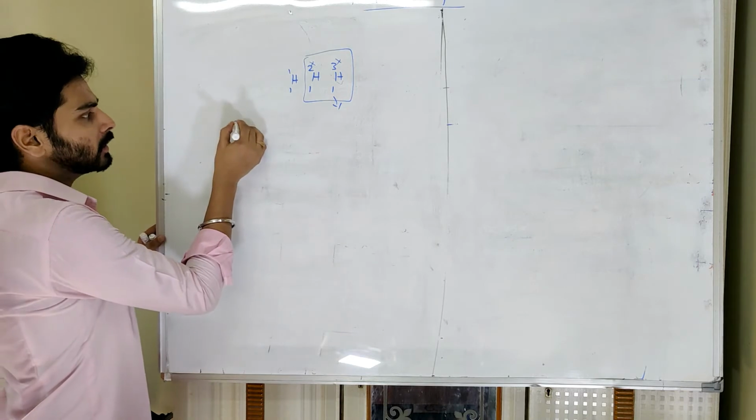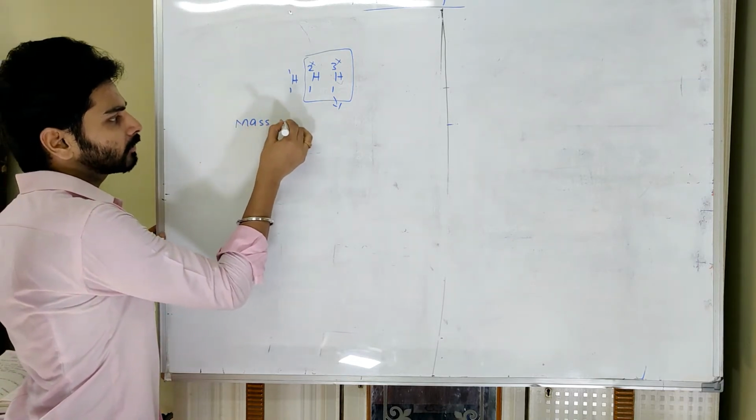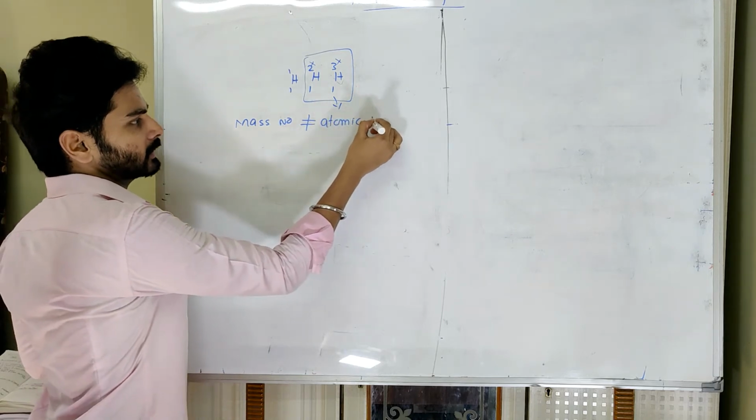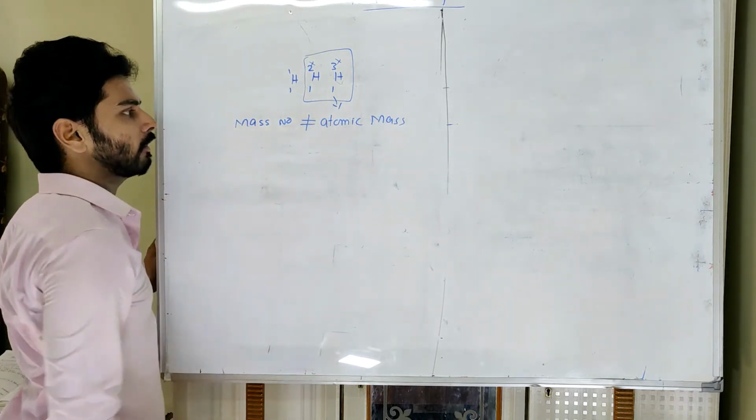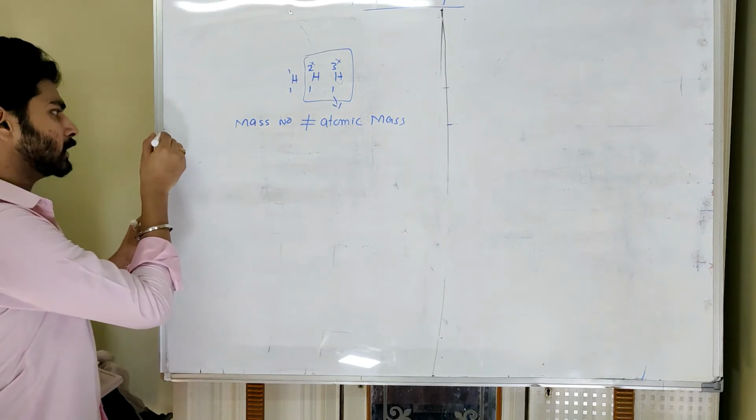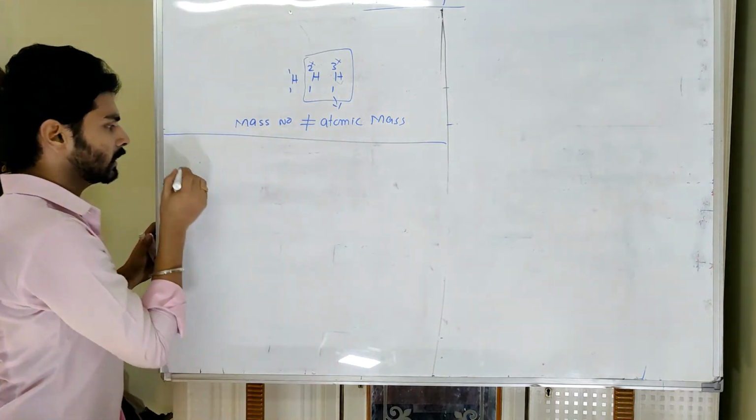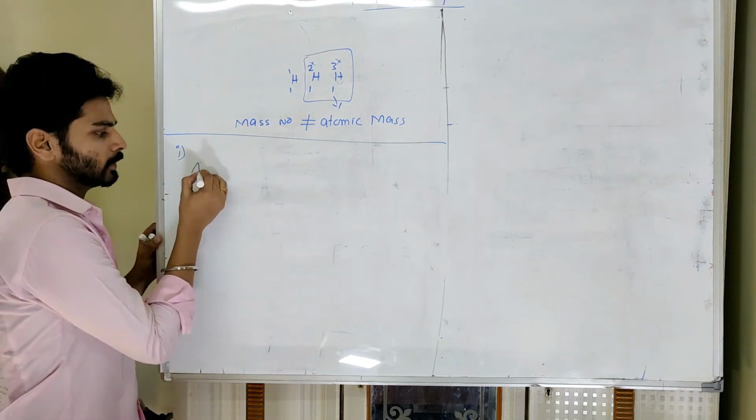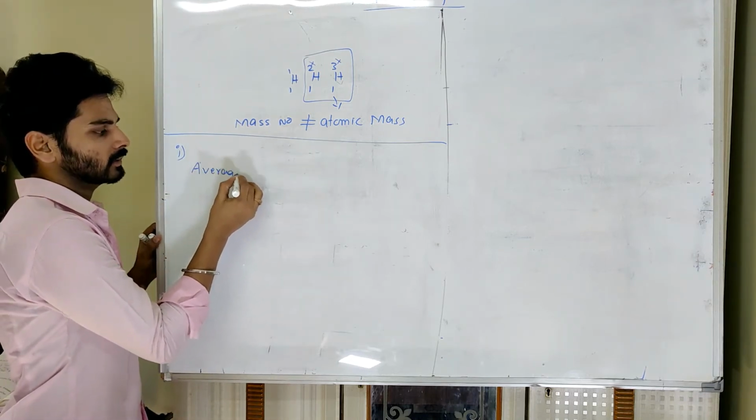That's why remember, mass number may not always be equal to atomic mass. So then what is atomic mass? Atomic mass is calculated in a different way. Number one, I will say something called average atomic mass.